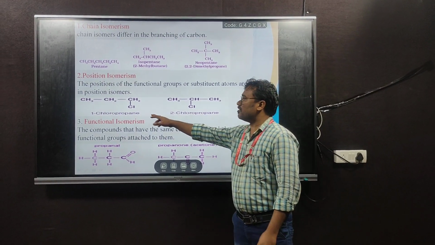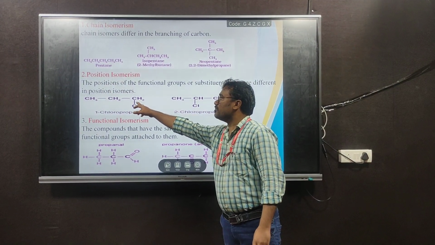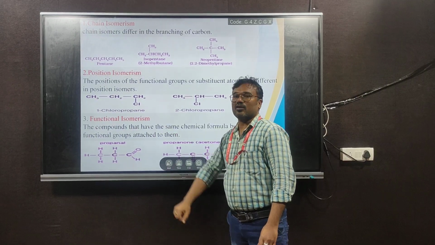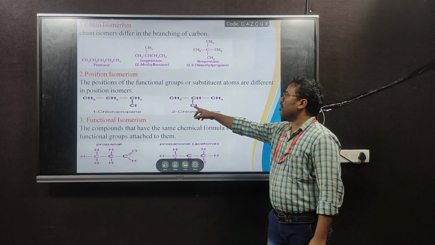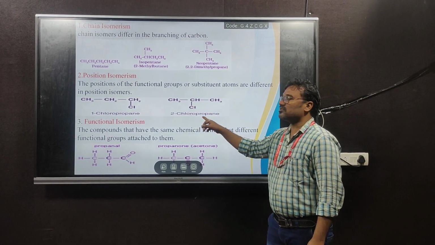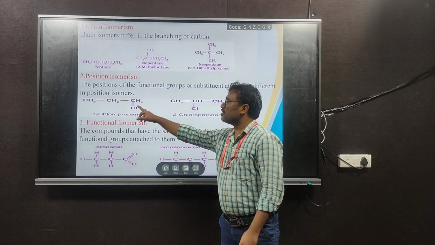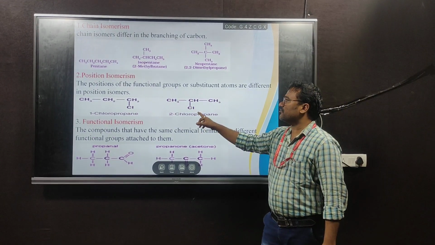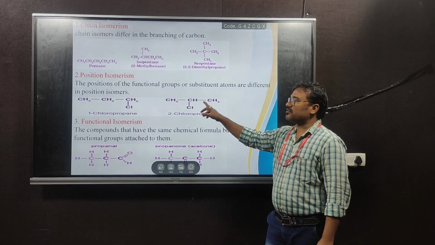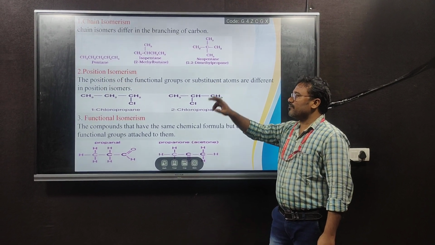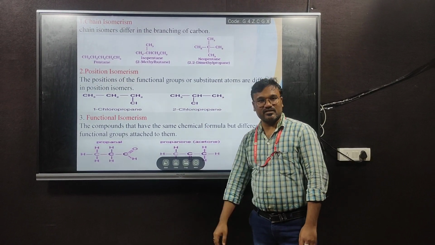For another example, 1-chloropropane. The chlorine is present on the first carbon, that is 1-chloropropane. Here the chlorine is present on the second carbon, that's why this is 2-chloropropane. The position of the chlorine is on the first carbon, here the position of the chlorine is on the second carbon. So this type of isomerism is called positional isomerism. Next one is functional isomerism.